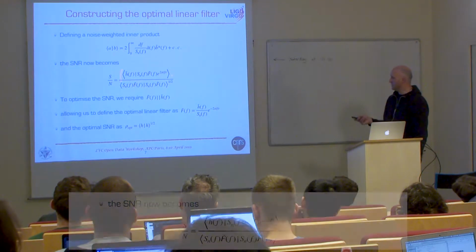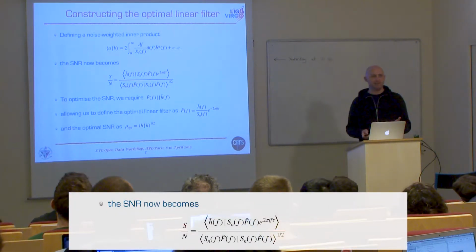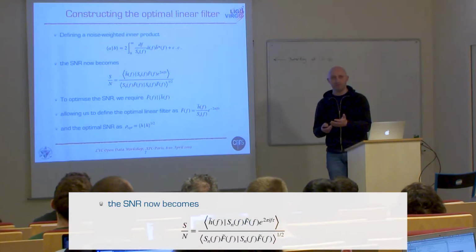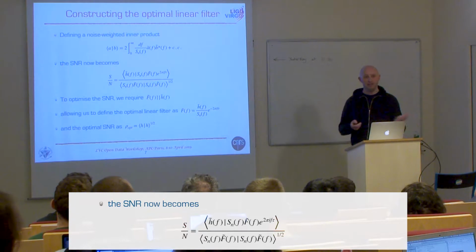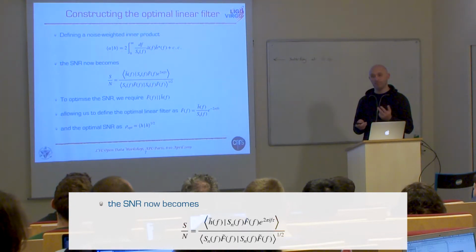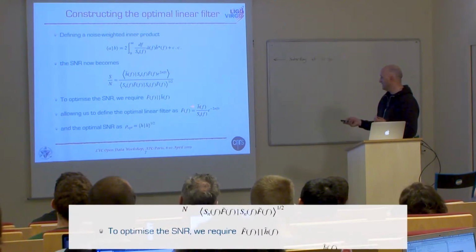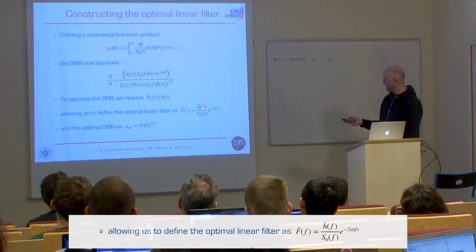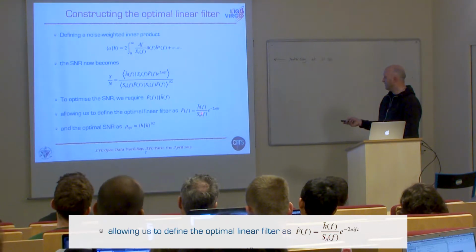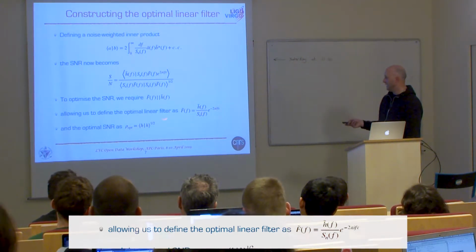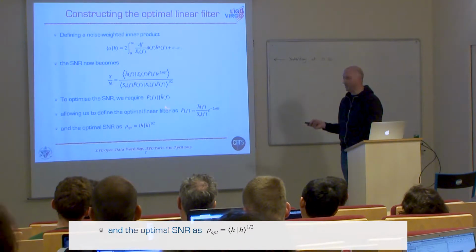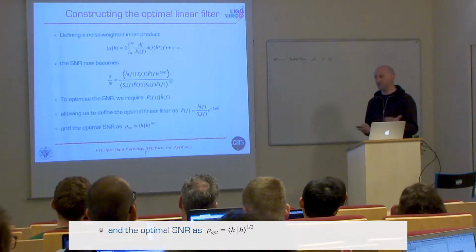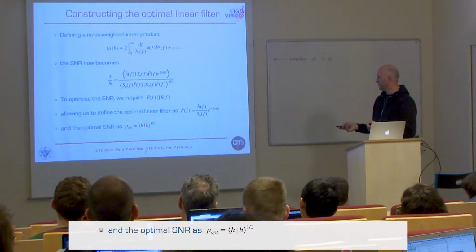Then my signal to noise ratio reduces to this, and again, using the analogy of vectors, if I want perfect correlation between my filter function and the signal in my data, then I require that the two functions are parallel to each other. This allows me to define an optimal linear filter, which is the Fourier transform of my signal, weighted by the one-sided power spectral density with a phase shift. I can then plug that in here, and if my waveform template exactly matches the signal, then I can define an optimal signal to noise ratio.